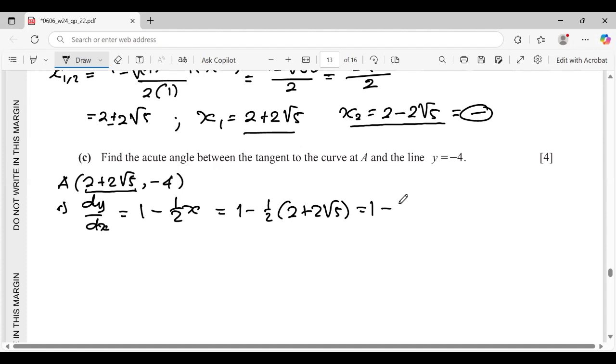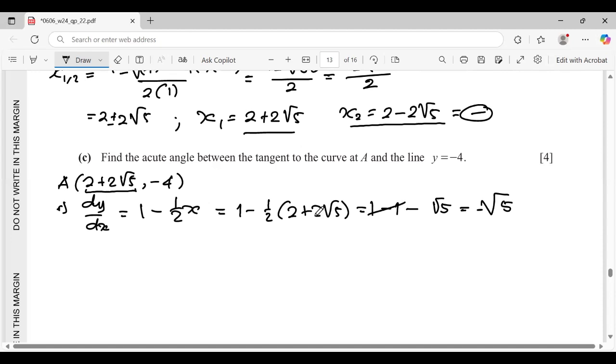It's going to be 1 minus 1 half times 2 square root 5, sorry, minus square root 5. So the result is minus square root 5, because 1 minus 1 is 0.